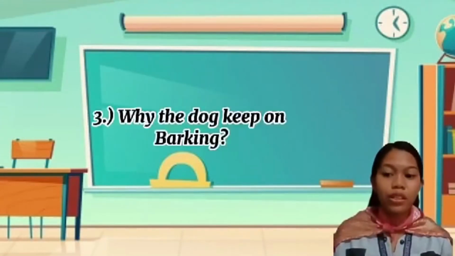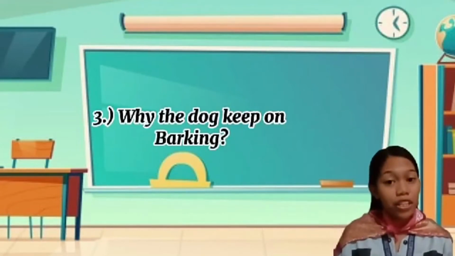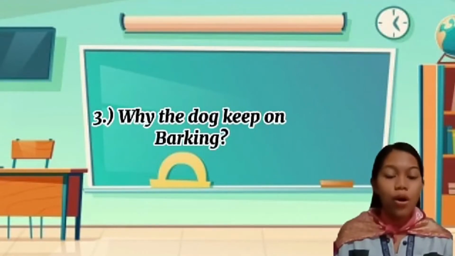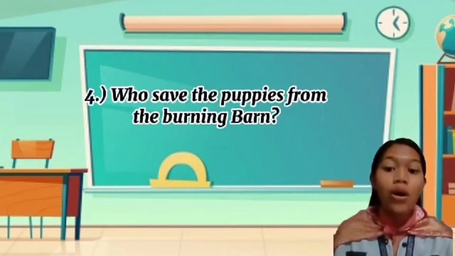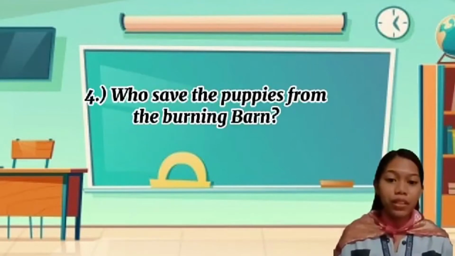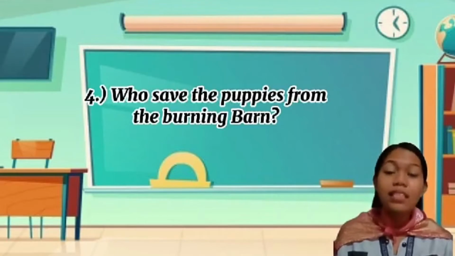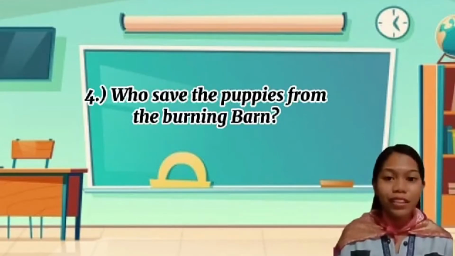Okay, number three. Why does the dog keep on barking? Okay, Shane? It is because the puppies are inside the burning barn. Okay. Wow, very good answer. Number four. Who saved the puppies from the burning barn? Yes, Alex? Fluffy saved the puppies from the burning barn. Wow, fantastic answer.